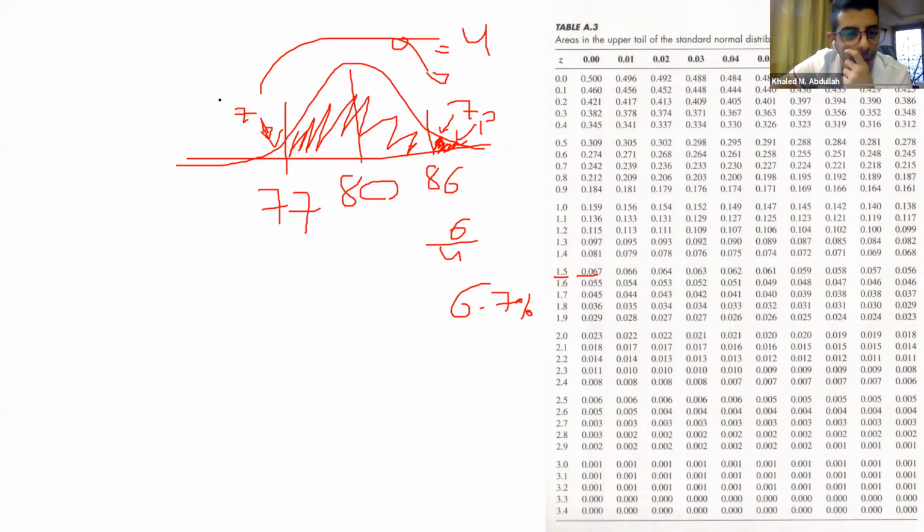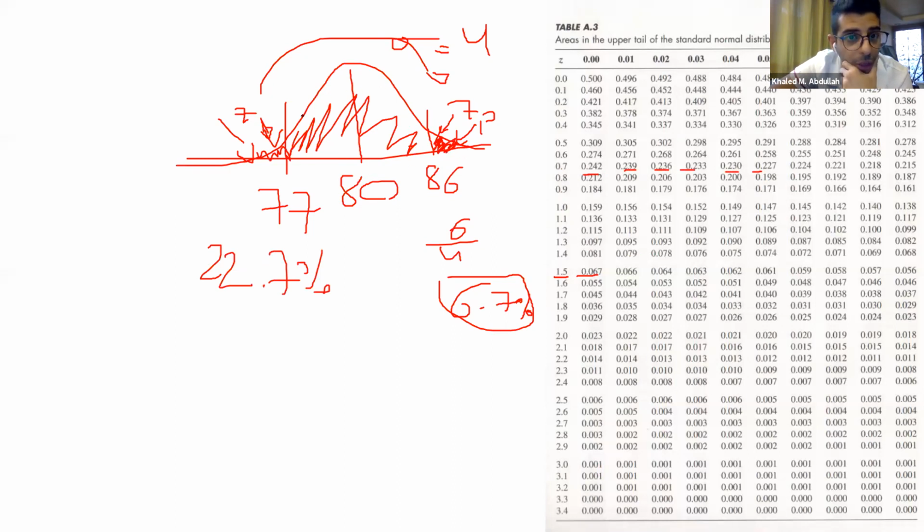Let's do this side now. Right? Does everyone know why this side is 6.7%? Yes, okay. So let's do this side now. So 77 minus 80 is minus 3, over 4 is 0.75. What is the p for 0.75? So it's 22.7%. So look, this side is 22.7%, and this side is 6.7%.